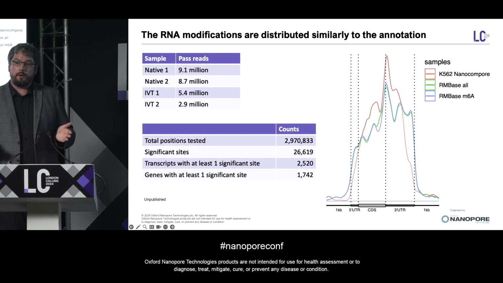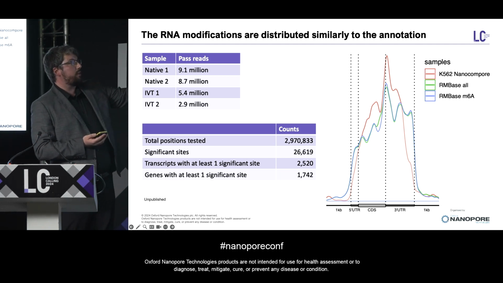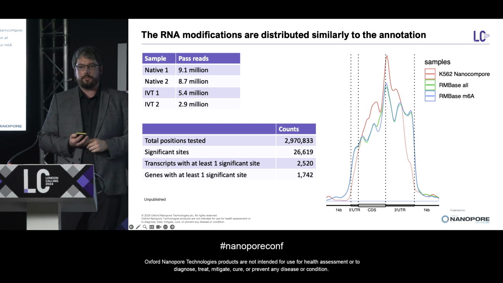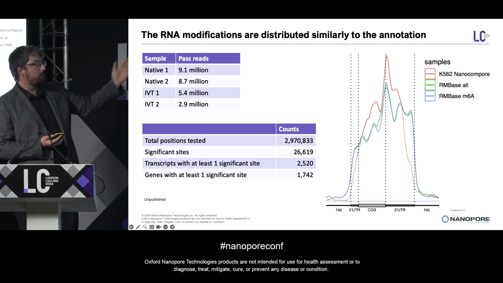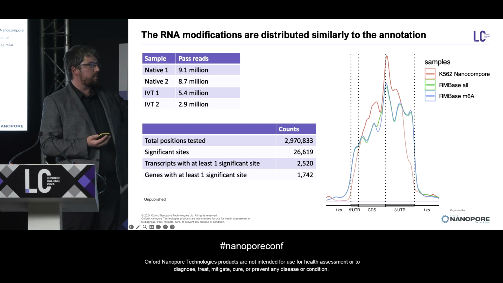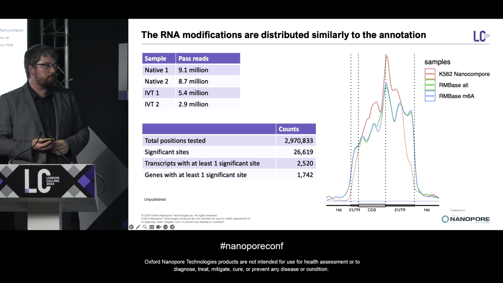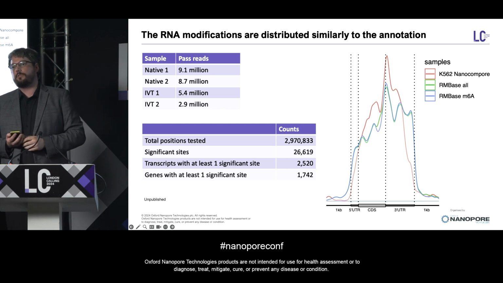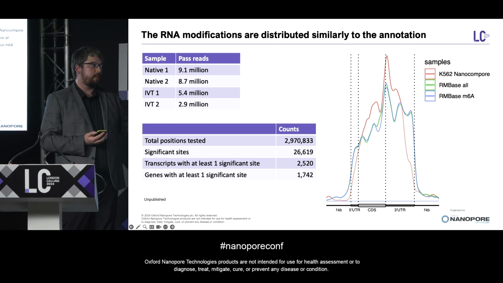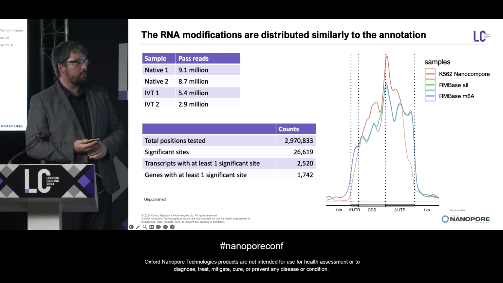And so with this experiment, we isolated RNA from K562 cells. And with our native libraries, we got about 9 million reads from each of these on an RNA-002 PromethION flow cell. And then with our IVT, we got 5.4 and 2.9 million reads. This allowed us to analyze about 2.9 million positions within the human transcriptome. We found 26,000 RNA modifications from 2,500 transcripts and 1,700 genes. And so we do have some alternative isoforms that we can detect here.